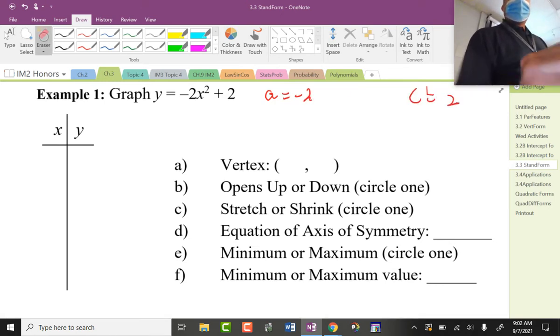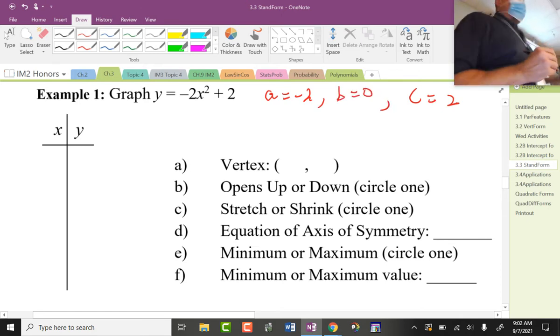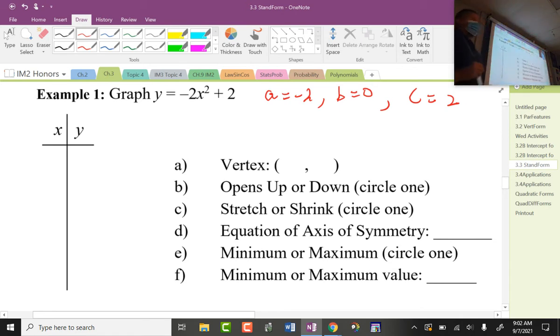I don't know what's going on with my pen. I love it. It's random stuff on my computer.